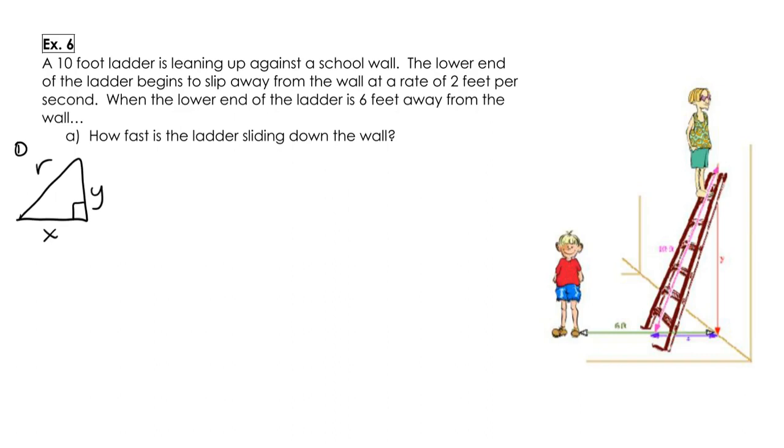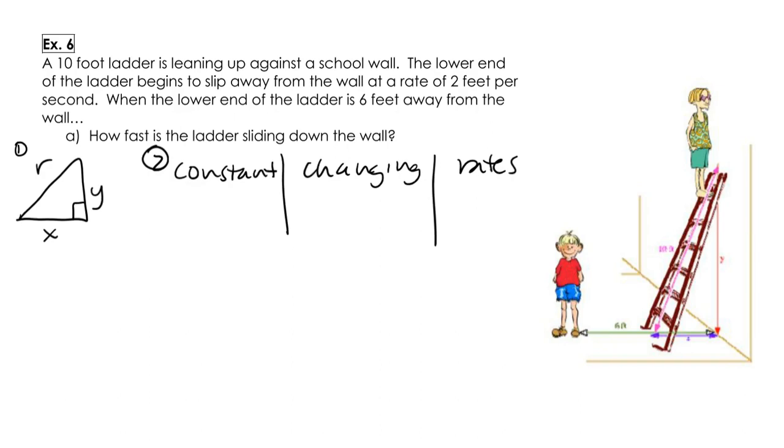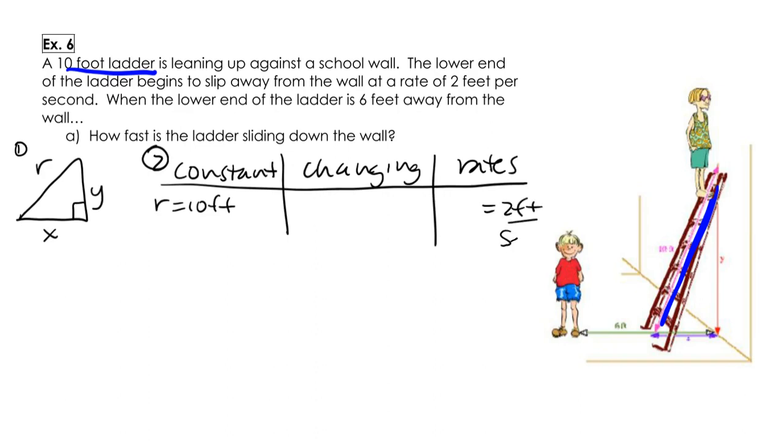Okay, looking at this one, we have our table now: constant, changing, and rates. At least you have a nice picture here. Let's go through, read, and classify. A 10-foot ladder. Okay, look at the ladder here. Is the ladder always the same size? It is, so there's a constant. So r equals 10 feet. The lower end begins to slip away at a rate. They're telling us we have a rate of 2 feet per second.